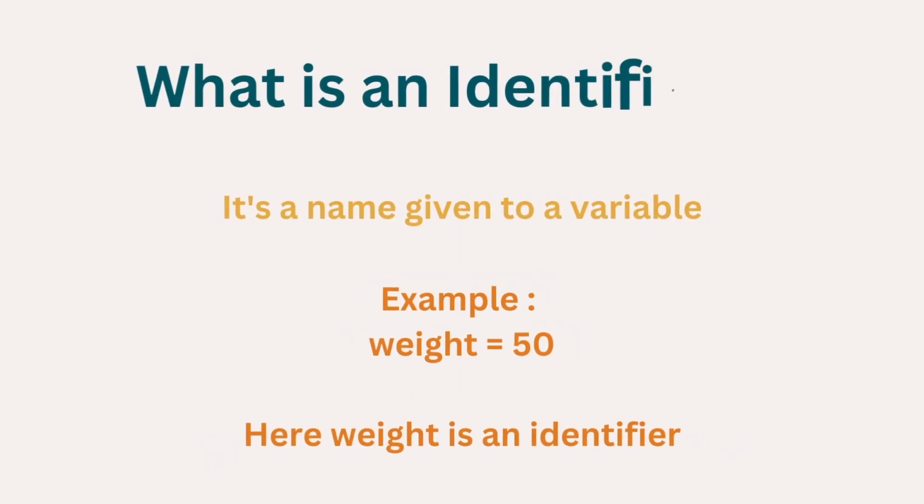So now, what is an identifier? An identifier is a name given to a variable. For example, if I say weight is equal to 50, then here weight is an identifier. And don't worry, we will learn what a variable is in a few minutes.